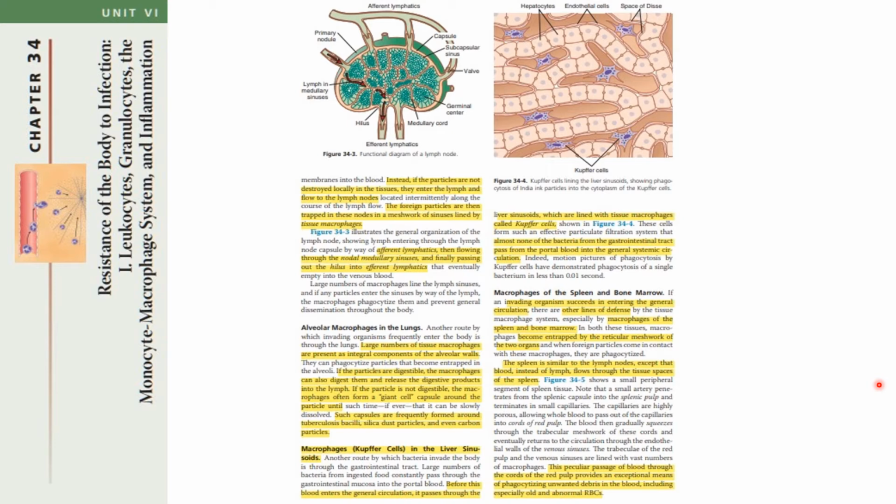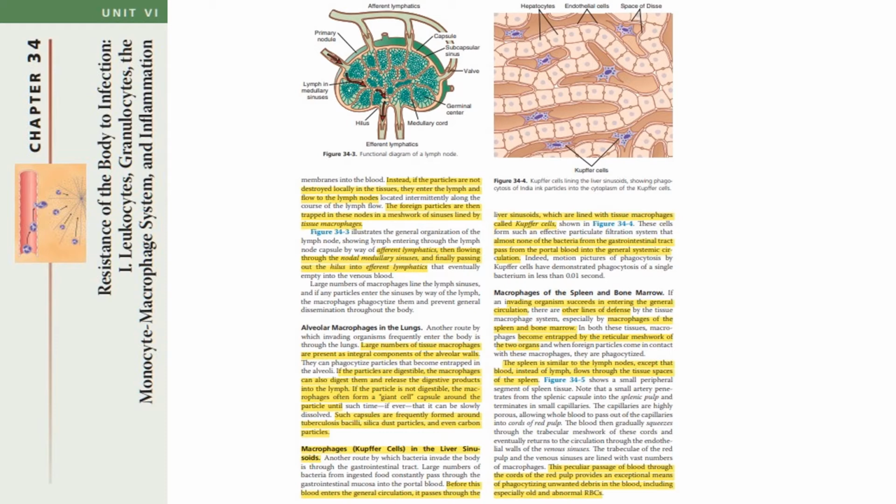Macrophages of spleen and bone marrow. If an invading organism succeeds in entering the general circulation, there are other lines of defense by tissue macrophage systems, especially by the macrophages of the spleen and bone marrow. In both of these, macrophages become entrapped by a reticular network of the two organs.